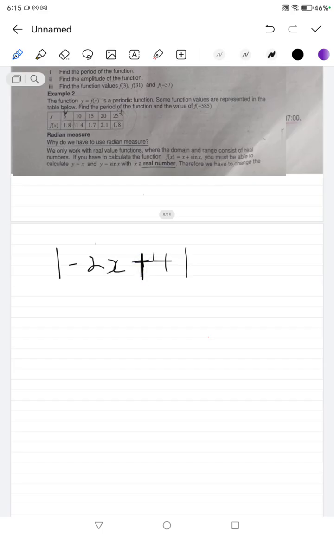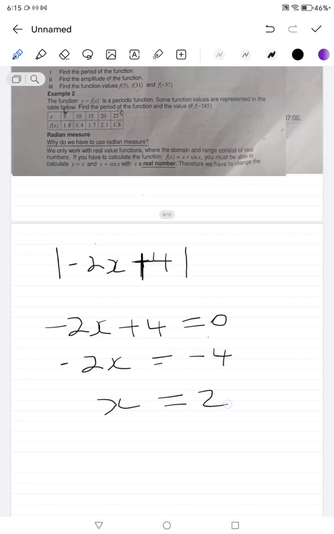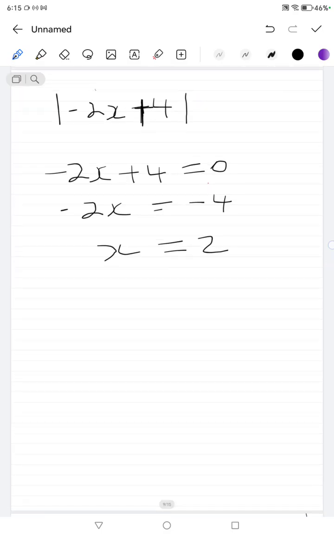Then okay, if you have something like this, the first step will be to solve whatever is on the inside, which is basically your x-axis. On your x-axis, what do you have? You have your minus 2x plus 4 equals 0. Then you have minus 2x equals minus 4. Then your x will be equal to 2. Then you're done with the first point of your vertex.